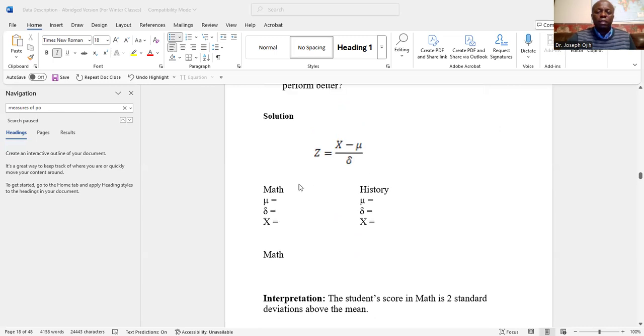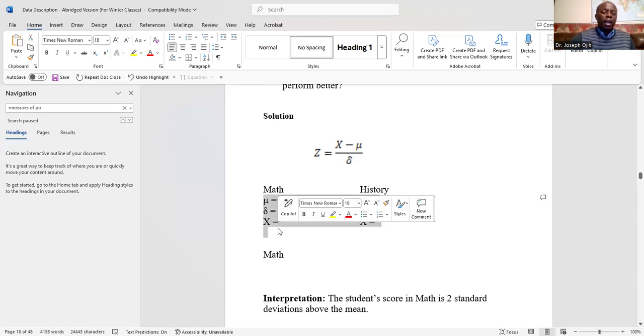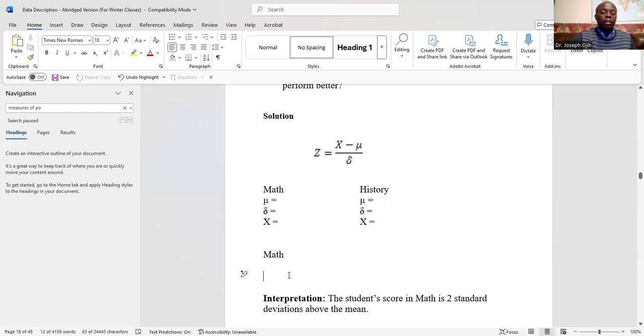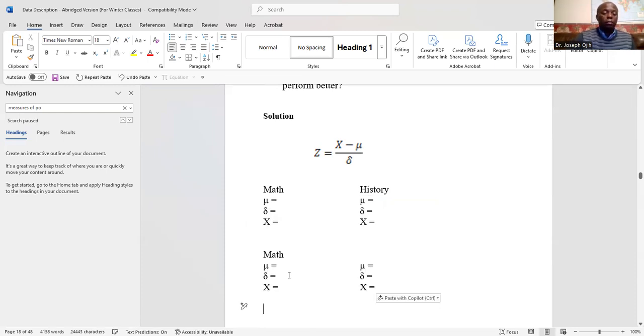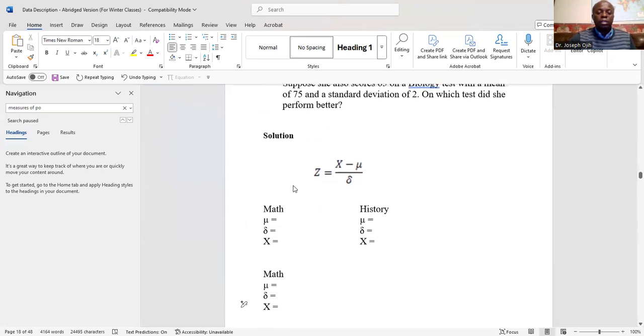Okay, I'm going to put some of these things here so that we put the values together and calculate the z-score for the three courses. I'm going to move this one. So now, let's say she scores 60 on a math test. So this one is for biology. I'm going to make this one biology.